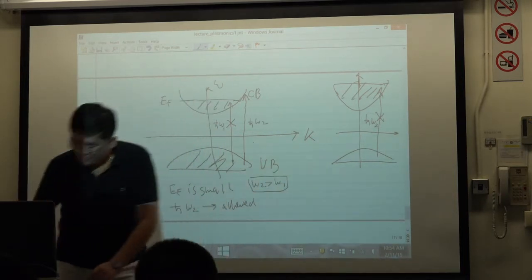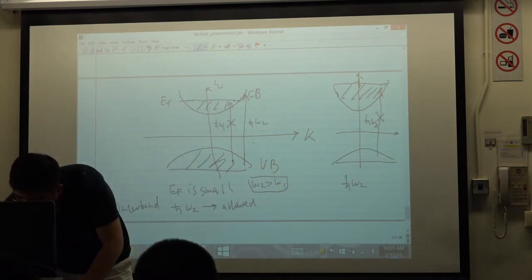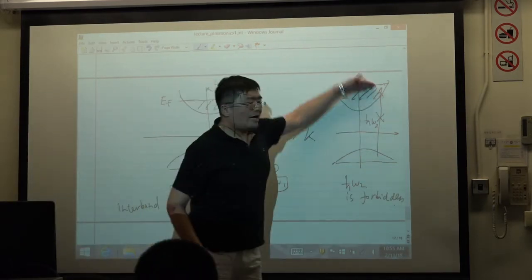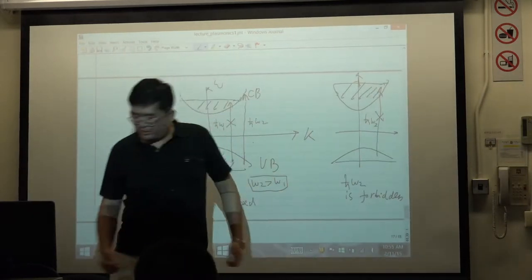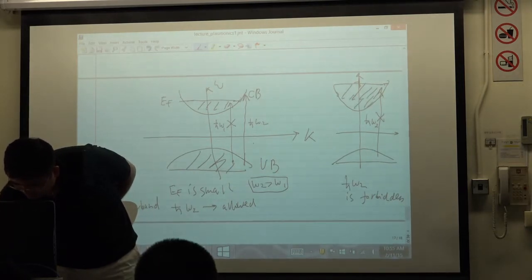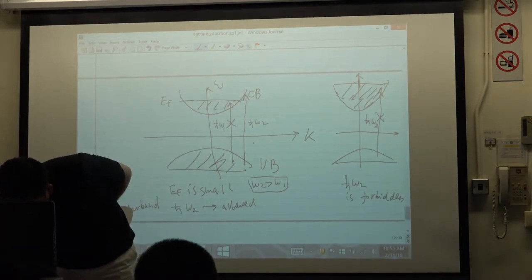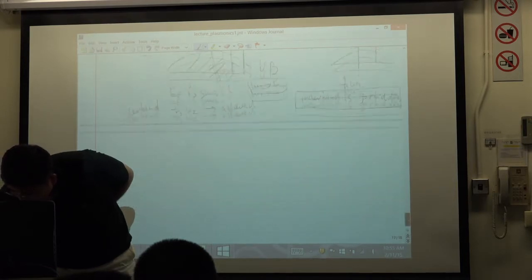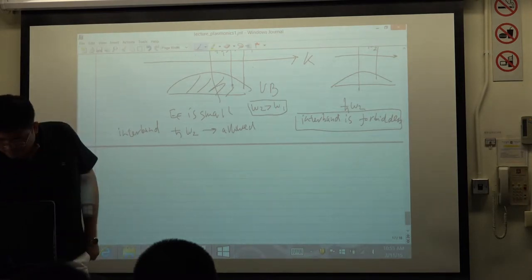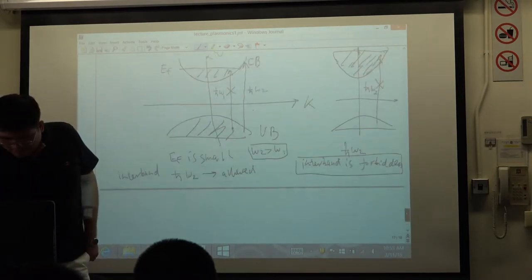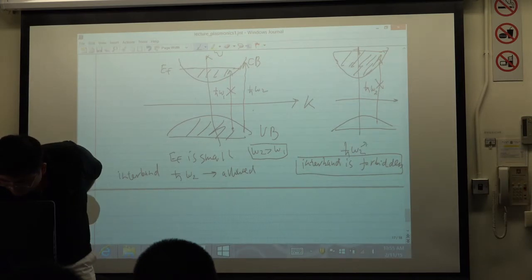But in this situation, h-bar omega 2 is forbidden, because I increased the Fermi level, right? The states are filled, so they have no transition. So the interband transition is forbidden, and this allows the plasmonic effect at a higher frequency. This is for the plasmonics.